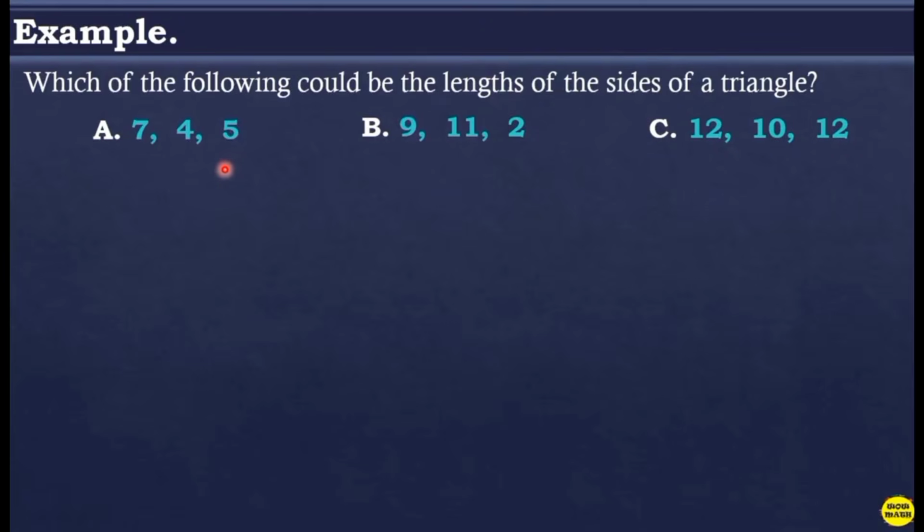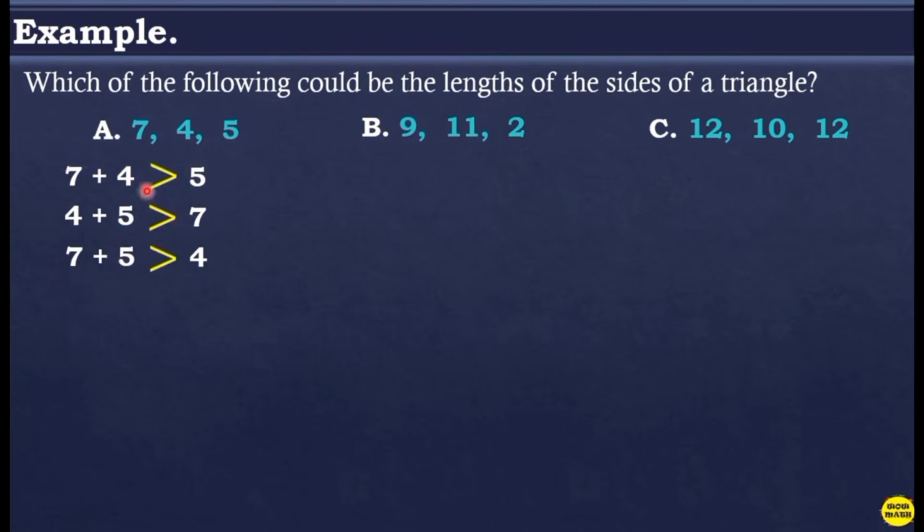So let us try. So i-try natin siya kay set A. So i-list natin lahat ng pair of two sides. So we have 7, 4. Ibig sabihin ang third side niya is 5. We have 4, 5. Ang third side niya is 7. And then we have 7 and 5. So ang third side niya is 4. Now, dapat etong sum ng any two sides natin, that is always greater than the third side. So i-check natin. Kung lahat ito ay true, ibig sabihin this can be the lengths of the sides of a triangle.